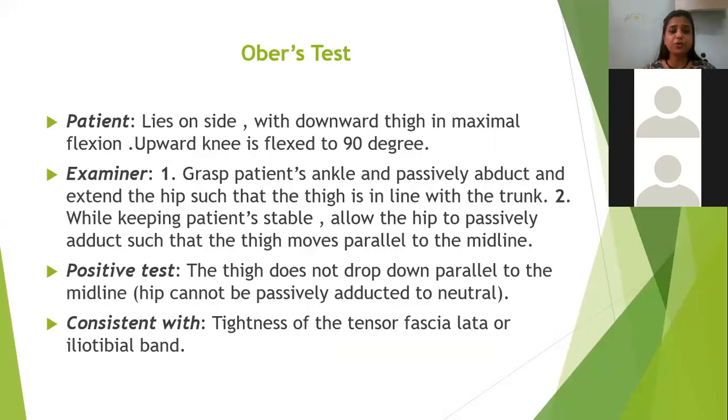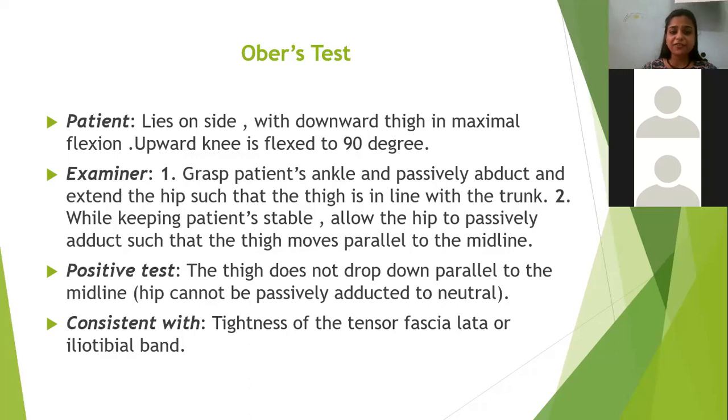Ober's test, everybody knows: lie on the side with the downward thigh in maximal flexion, the upward knee flexed to 90 degrees, grasp the patient's ankle and passively abduct and extend the hip so that the thigh is in line with the trunk. Understood? You have to make the patient lie in side lying position, okay. The downward thigh is in maximal flexion, and the upward knee is flexed to 90 degrees. Then you have to hold the ankle of the upward side, and abduct it and extend the hip so that it is in line with the trunk, okay.